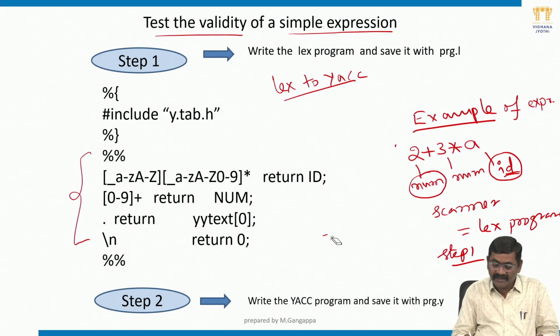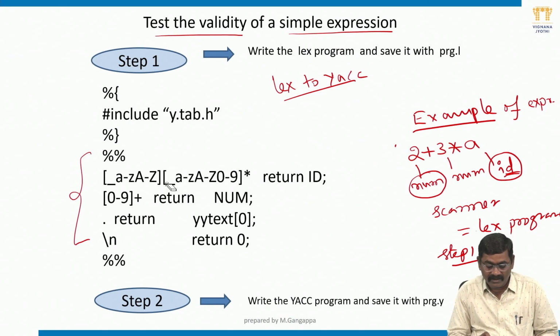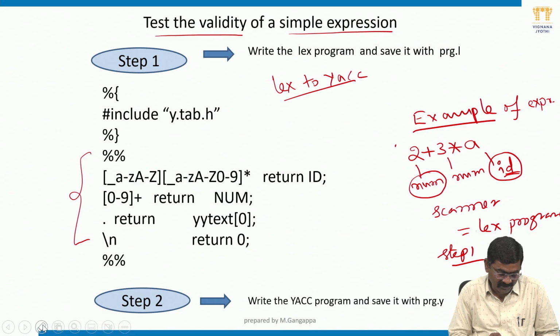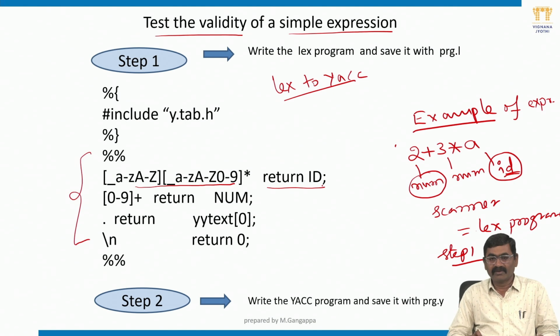So after writing the regular expression, this is the regular expression for the identifier, then this is the code for returning that ID.